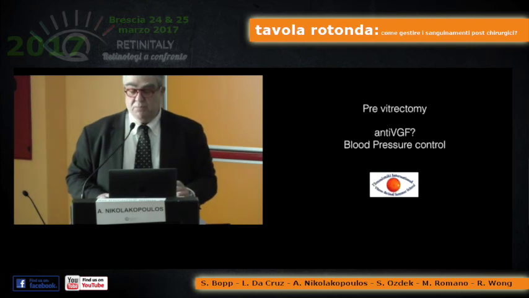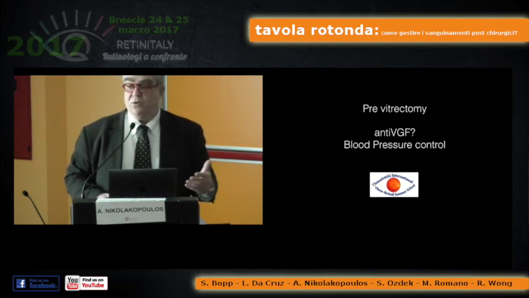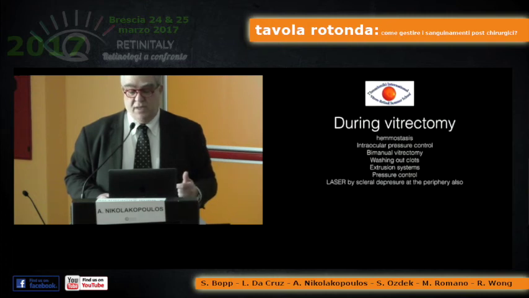So what about the pre-vitrectomy? What to take care before having hemorrhage? How to do things? What about anti-VEGF? You know, everybody, what about blood pressure control of the patient? So if you have a hypertensive patient and you go to surgery, you might have a risk. During vitrectomy, a few steps.